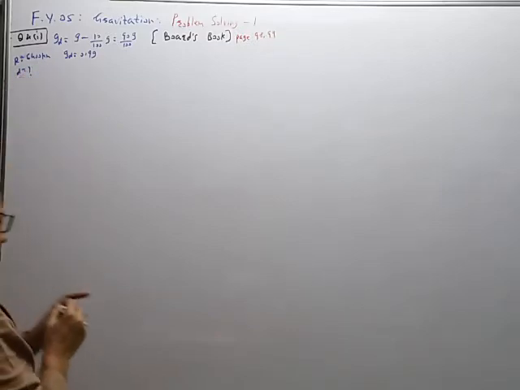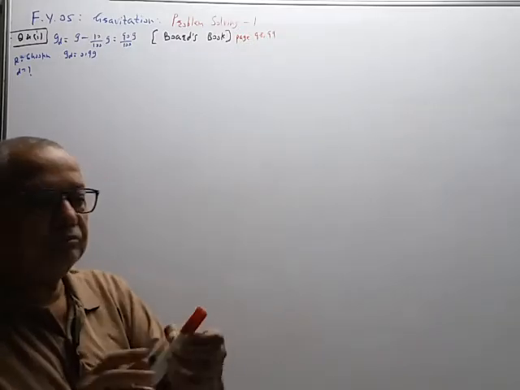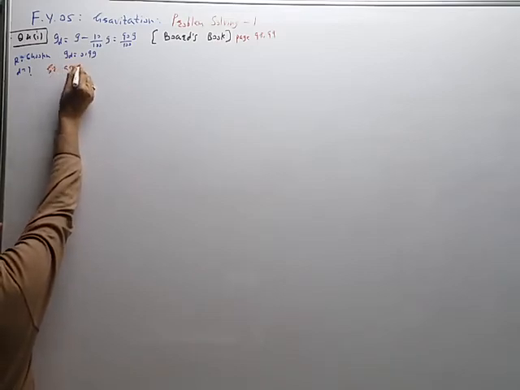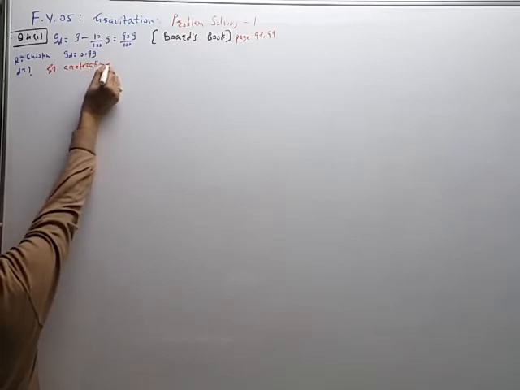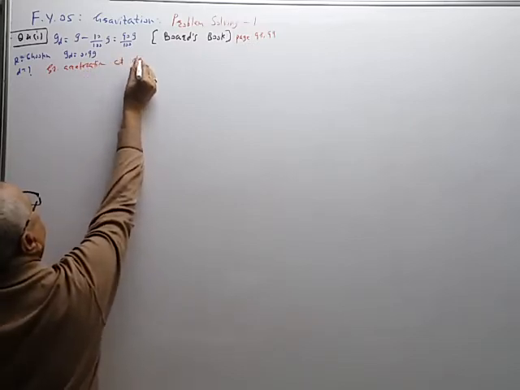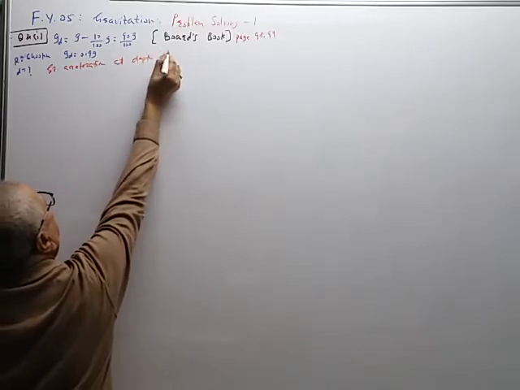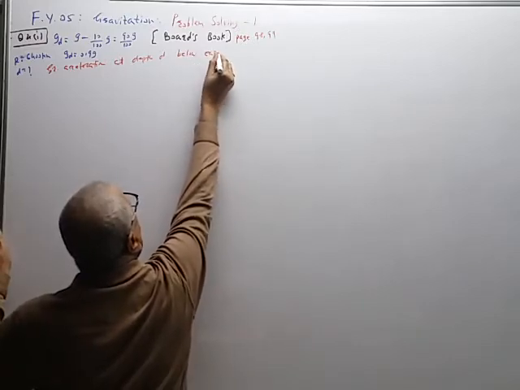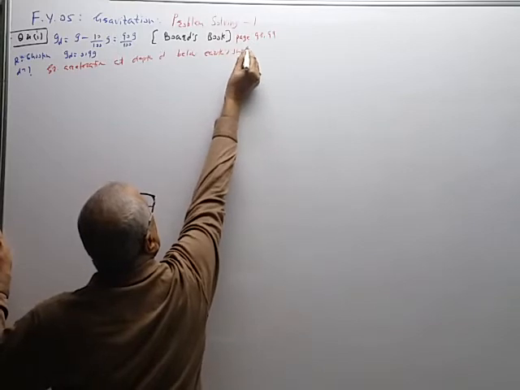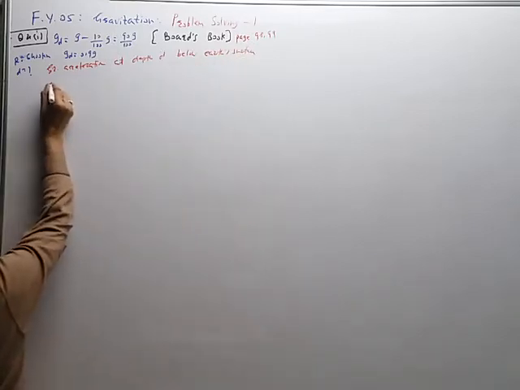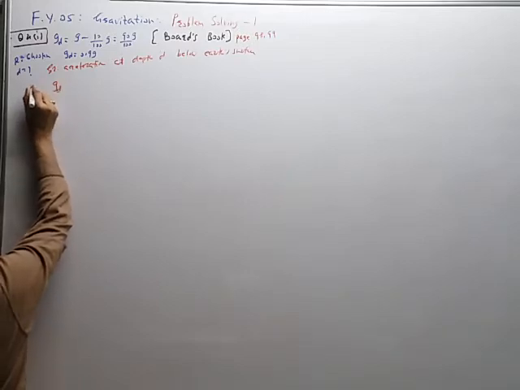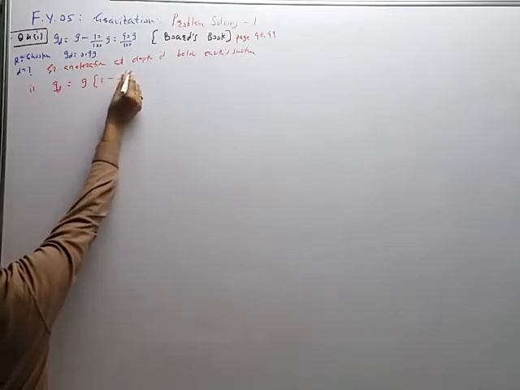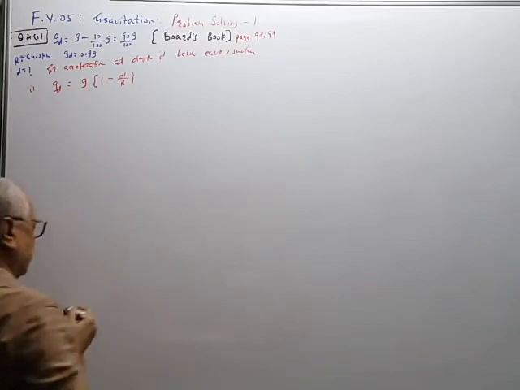So the formula is like this. Gravitational acceleration at depth d below Earth surface is g_d is equal to g into bracket 1 minus depth upon R. So g_d is given, substitute.